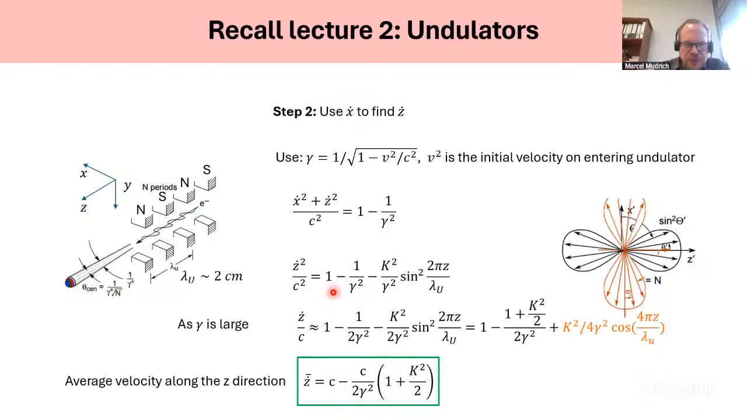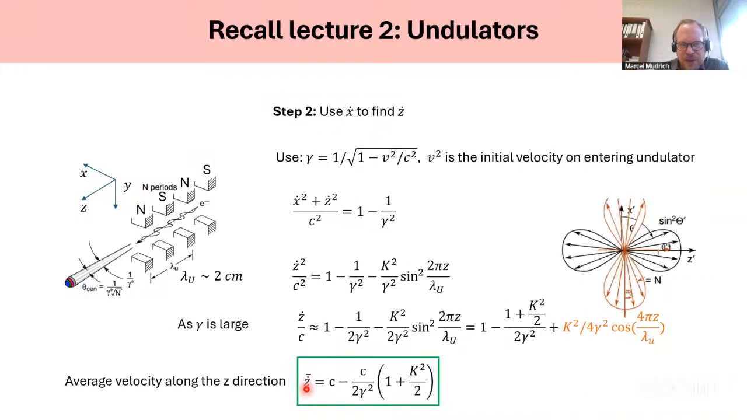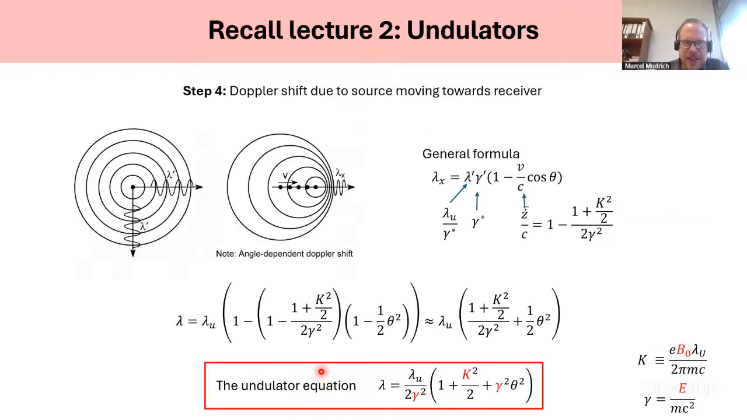And then, without repeating everything, in the end we got an expression for the average velocity along z, along the propagation direction of the electrons. So remember, we have a blue equation. The blue is velocity along x. The green equation is the mean velocity along the electron beam.